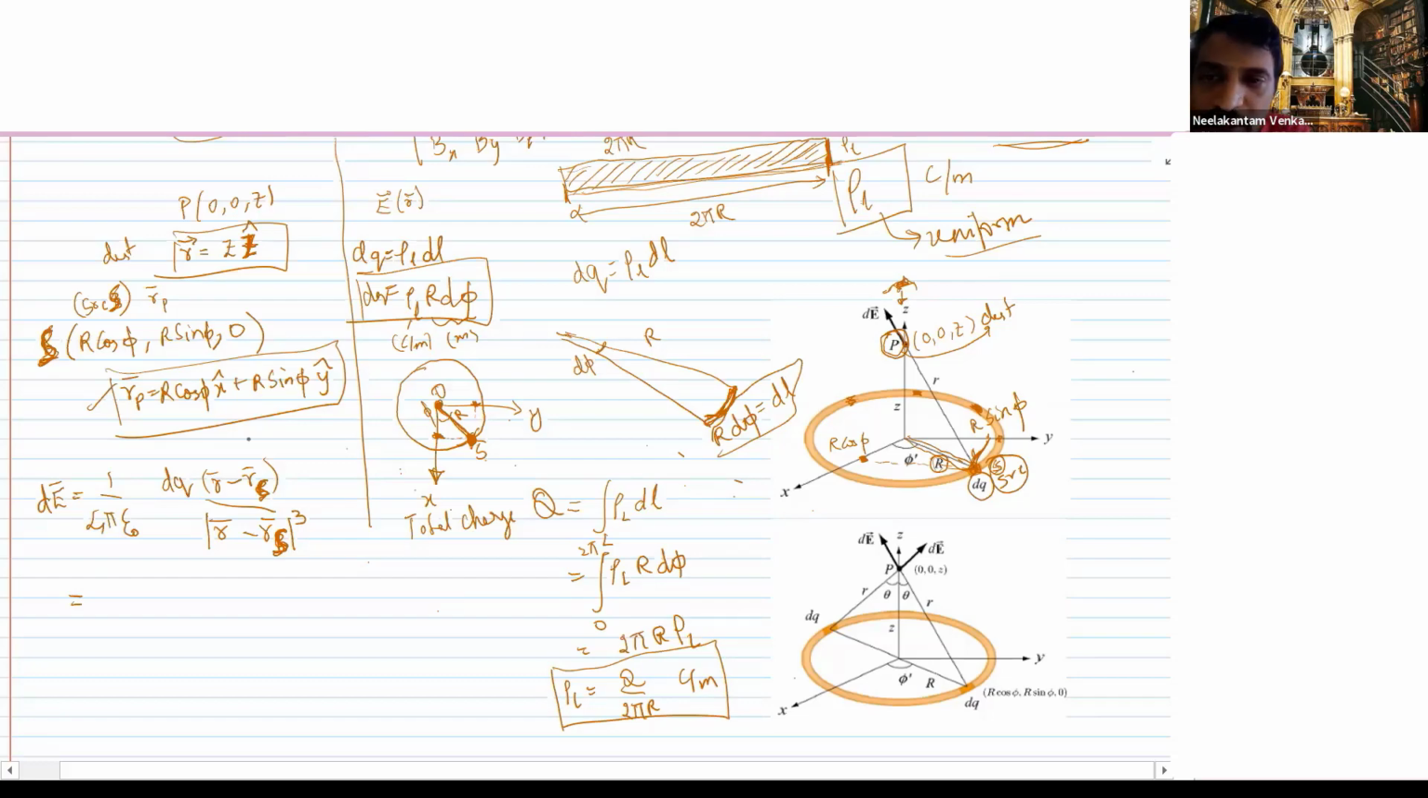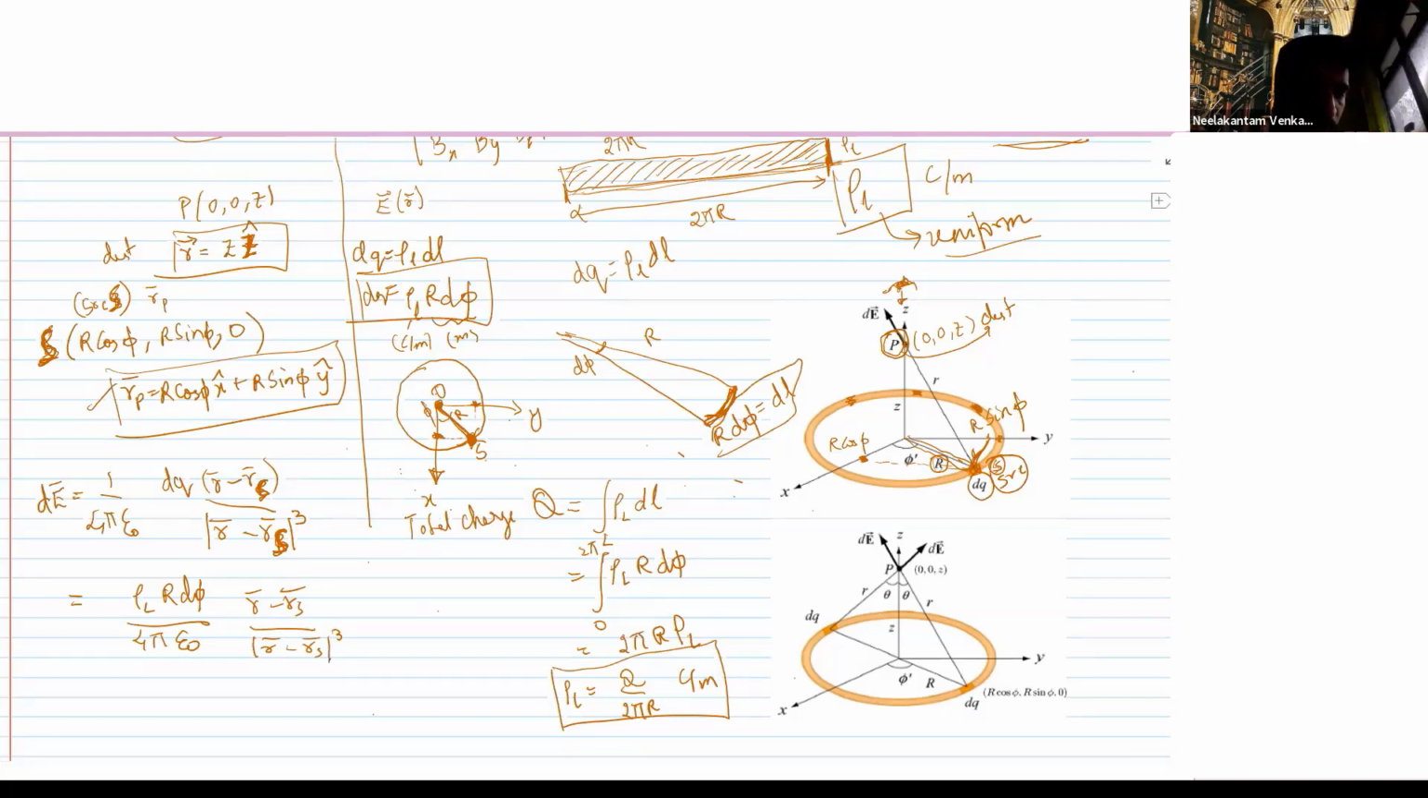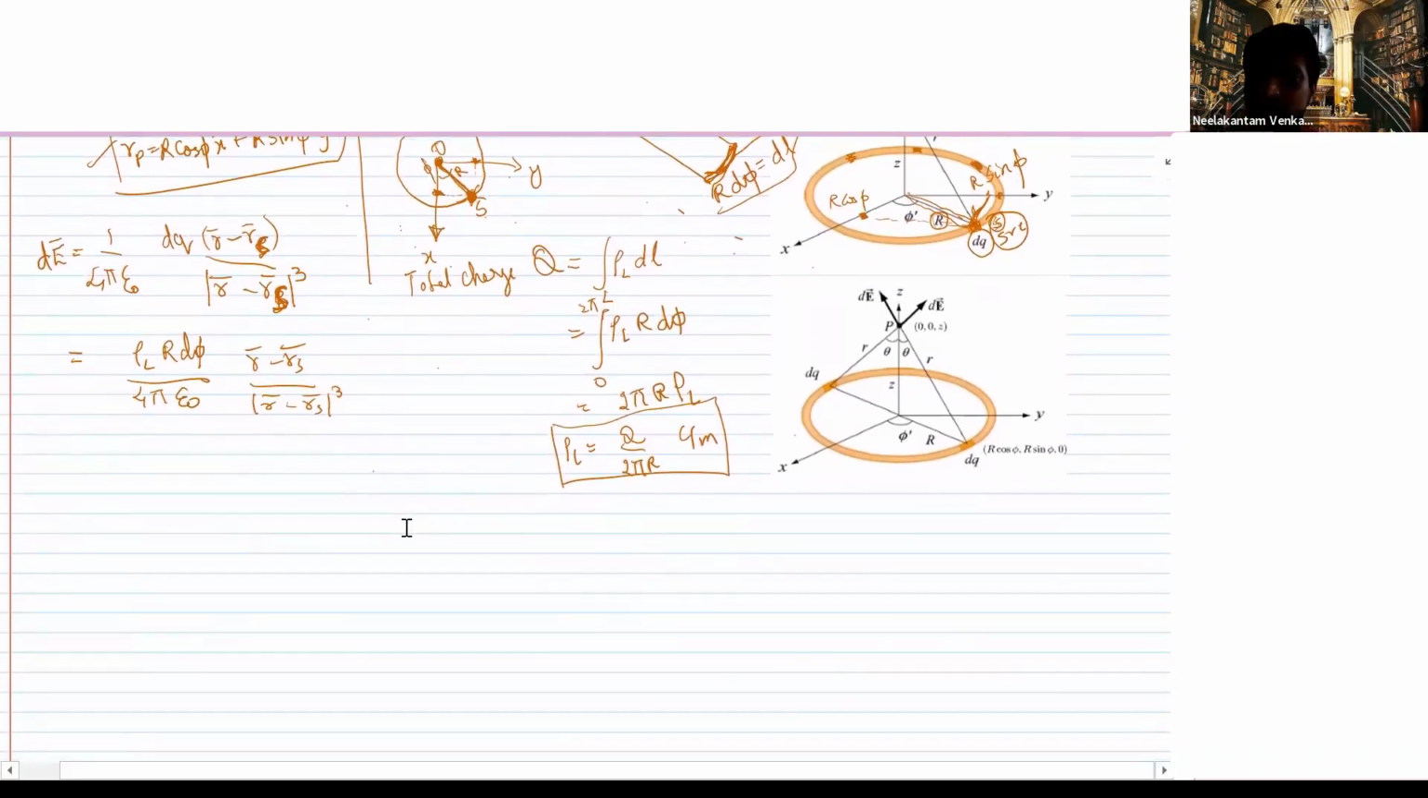Now I can continue to say my dq is rho L R d phi over 4 pi epsilon naught R minus Rs over R minus Rs, the whole cube. So now comes the interesting part. What is R minus Rs, the whole cube? If I were to take R minus Rs, my R is just simply Z Z hat, minus Rs is going to be R cosine phi in the X hat minus R sine phi in the Y hat.